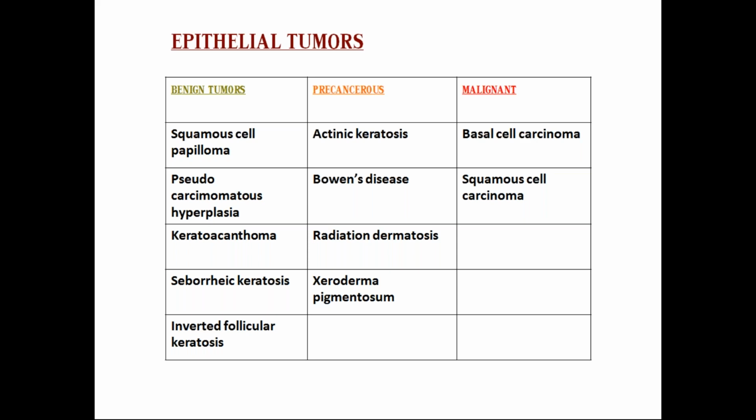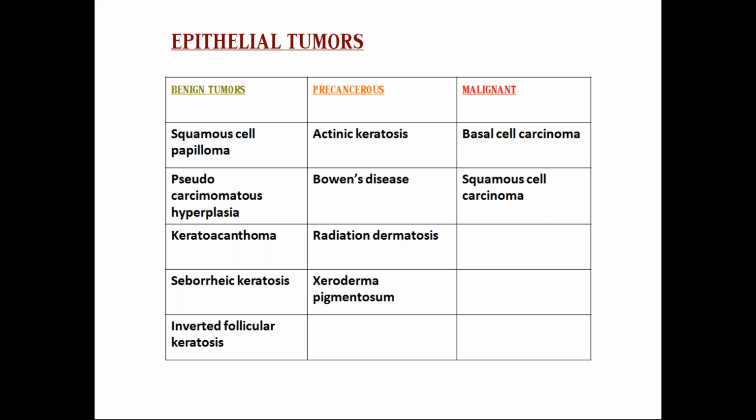So hyperplasia is one other thing, and keratoacanthoma, seborrheic keratosis, inverted follicular keratosis. We will discuss about each of these in detail. I'll throw light on all these things. Then precancerous tumors are actinic keratosis, Bowen's disease, radiation dermatosis, and xeroderma pigmentosum.